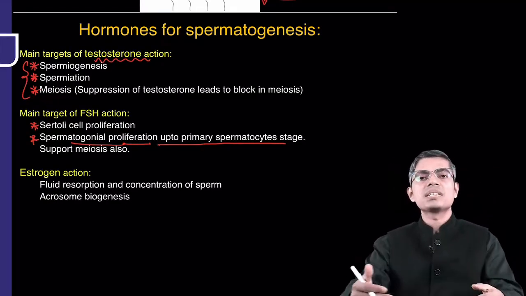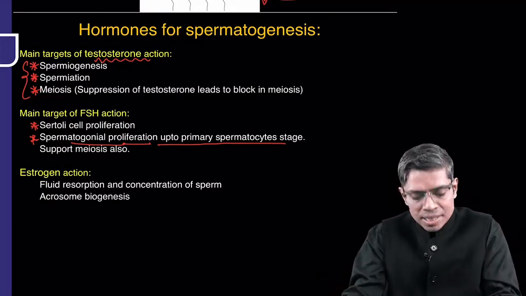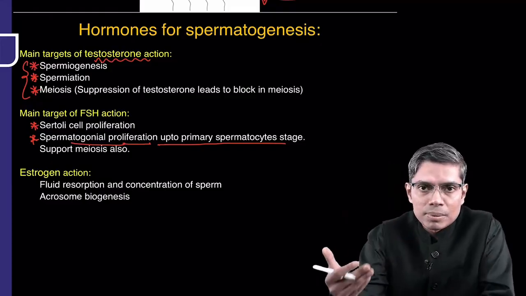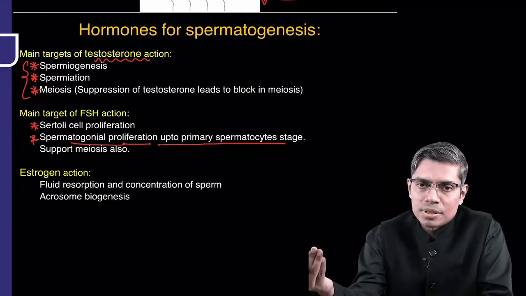So when the spermatogonia cell is proliferating, and this proliferation is going on up to the level of primary spermatocyte, then secondary spermatocyte is formed.